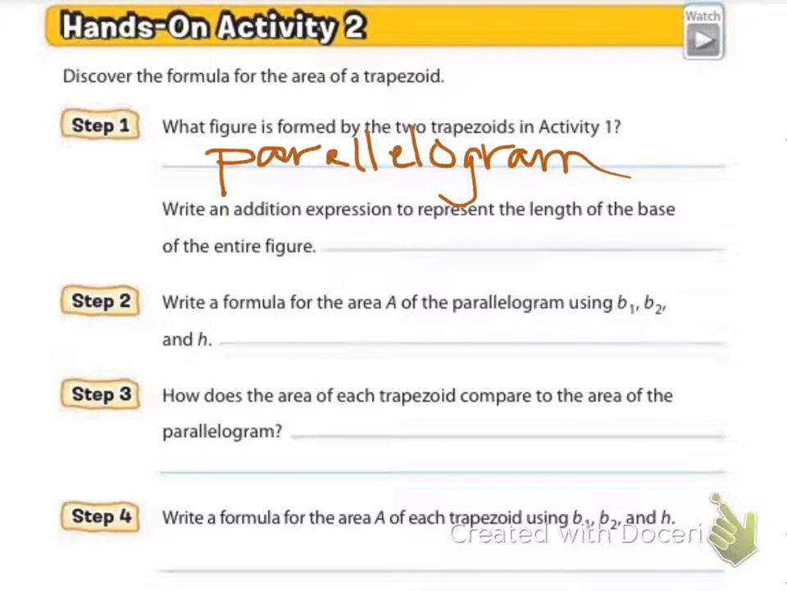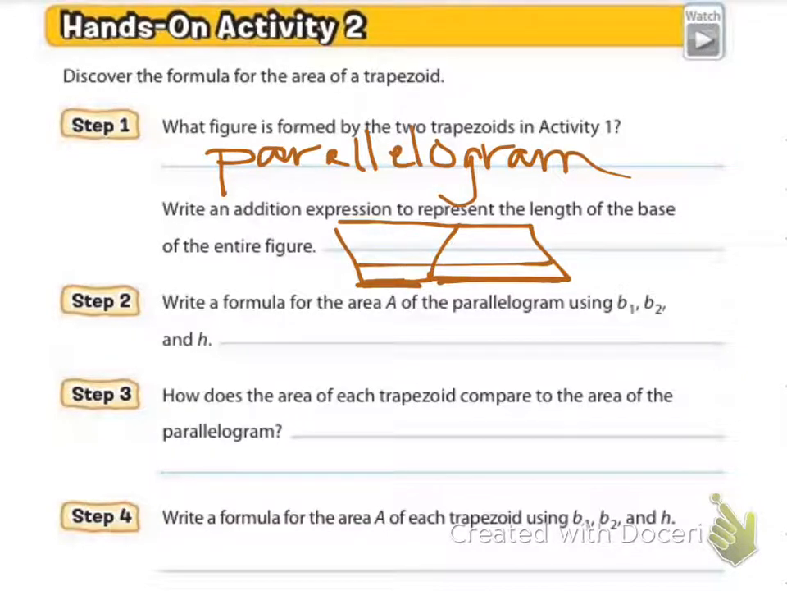And then it says write an addition expression to represent the length of the base of the entire figure. Remember that it was our big base plus our little base, and it doesn't matter which way we do this, and that makes the base of the parallelogram. So it's our B1 and our B2 added together. So B1 plus B2. And remember that we put the little subscripts on the bottom there. So B1 plus B2 makes the base of a parallelogram.